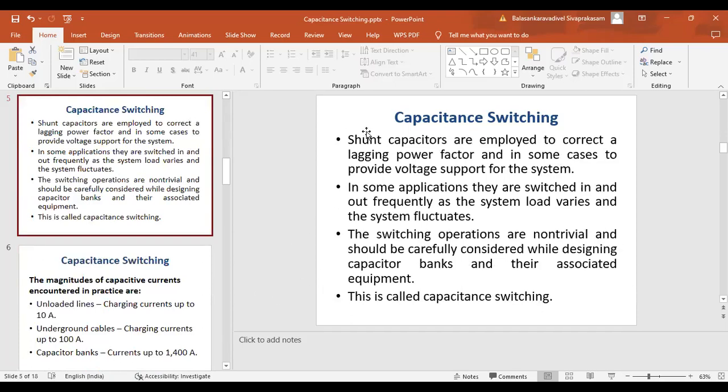In the power system, shunt capacitors are employed to correct a lagging power factor, or in some other cases, they may be used to improve the voltage in the system. In some applications, they are switched in and out frequently as the system load varies and the system fluctuates. So normally shunt capacitors are included in the power system to improve the power factor as well as to increase the system voltage, and this is called capacitance switching in the power system.